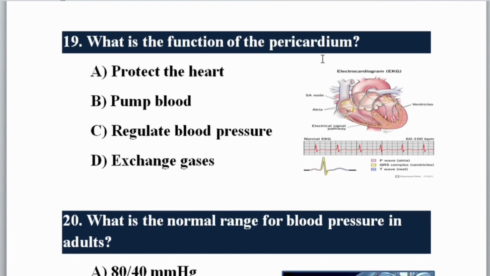What is the function of pericardium? Alpha, protect the heart. Beta, pump blood. Charlie, regulate blood pressure. Delta, exchange gases. So here the right option is protect the heart.